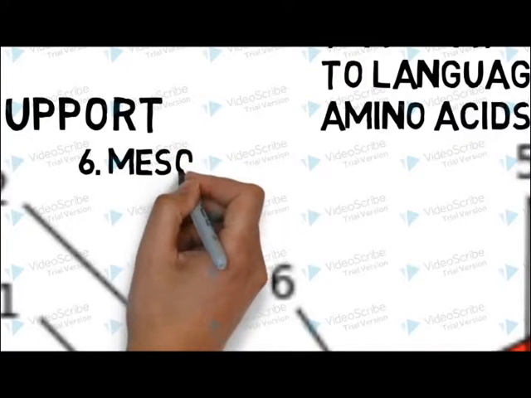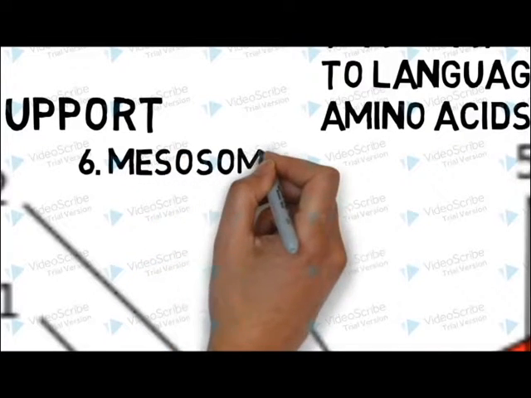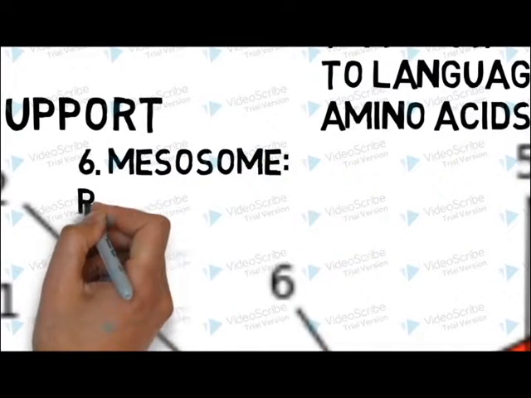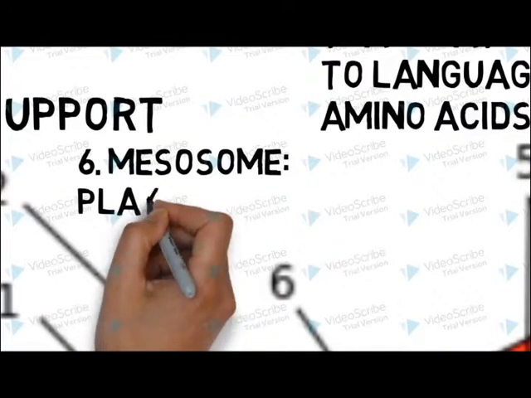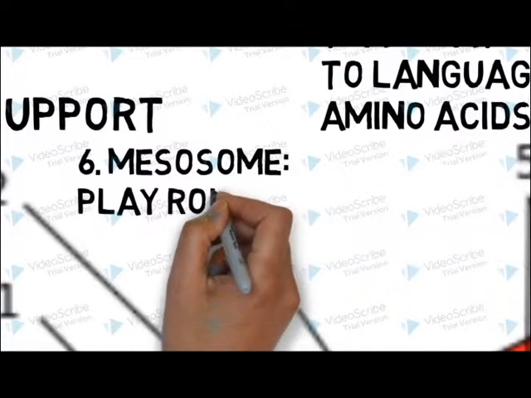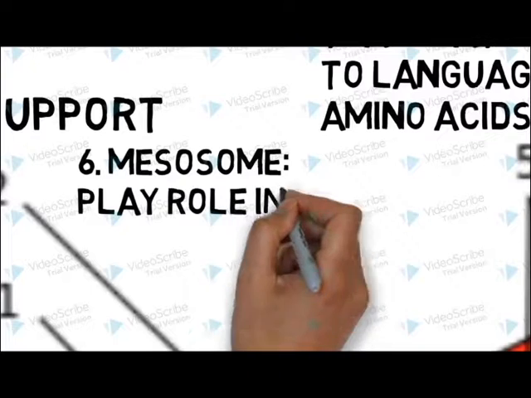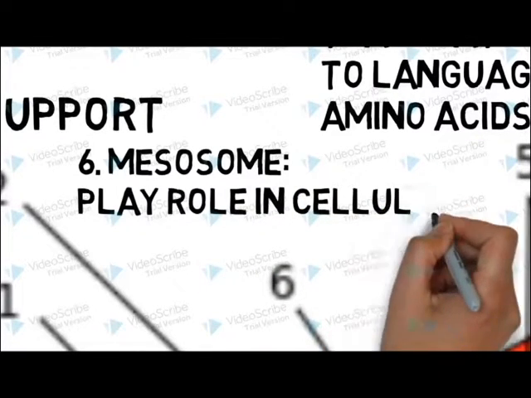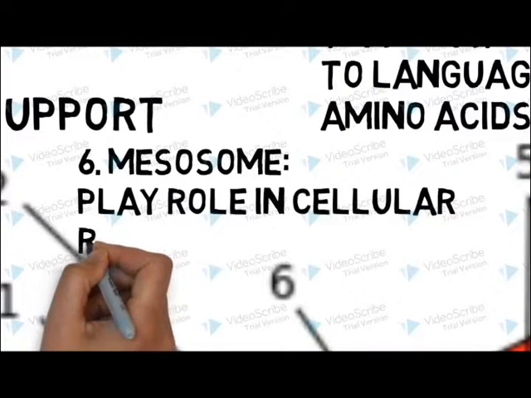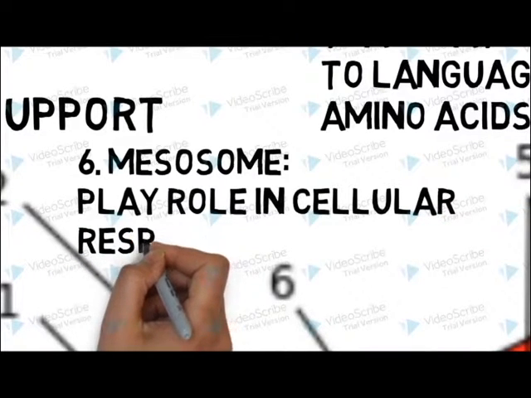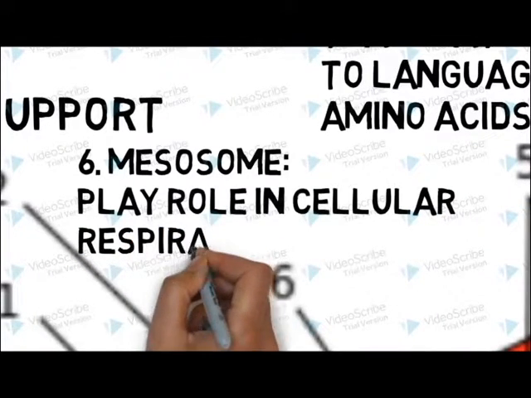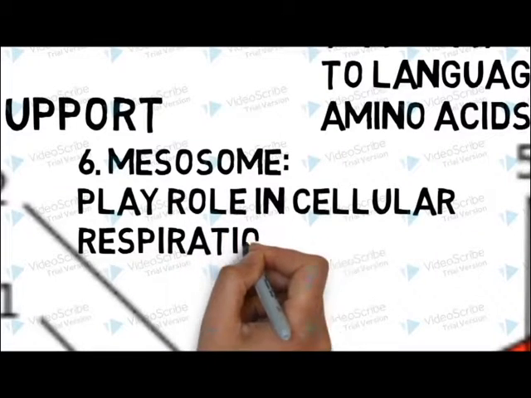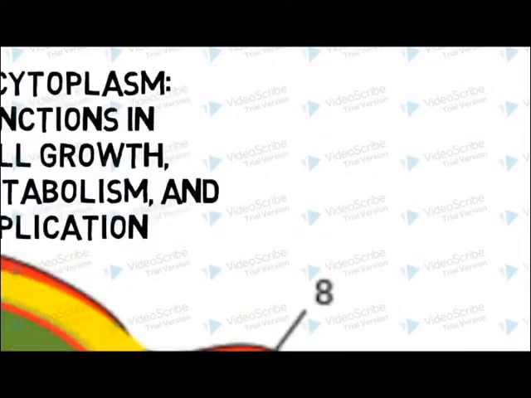The mesosome is areas in the cell membrane that fold inward to maximize the surface area. They play a role in cellular respiration, and they are part of the structure of the plasma membrane, which lines the cell wall. These folds can become distinct vesicles, which can then be used to contain material.